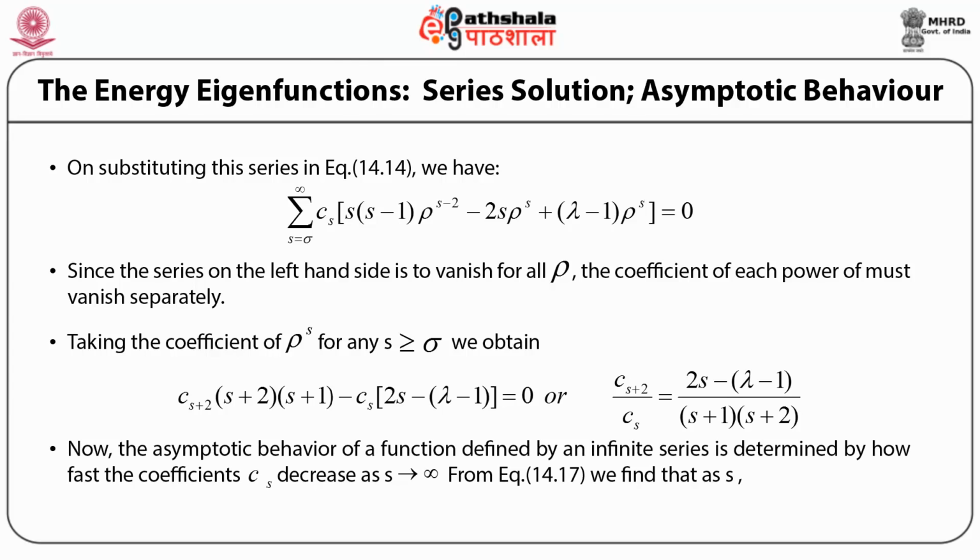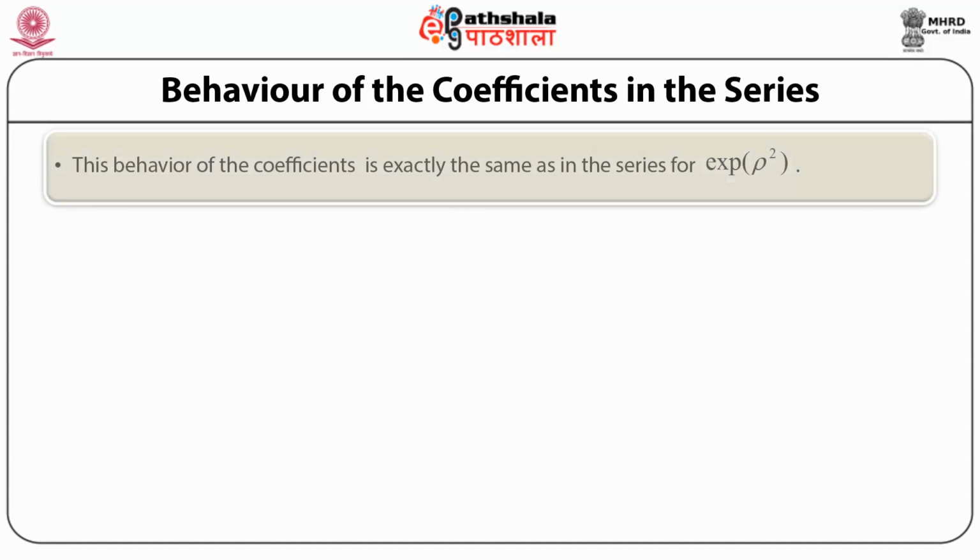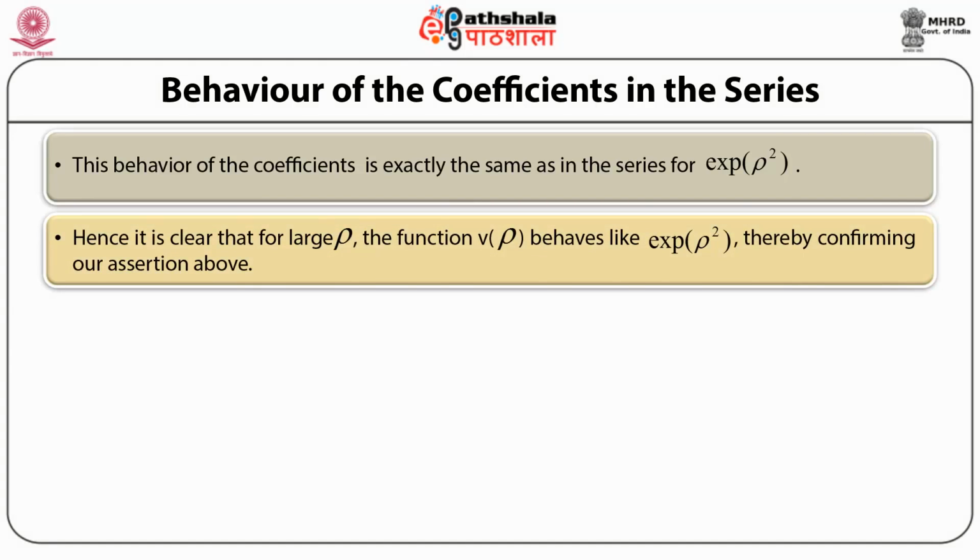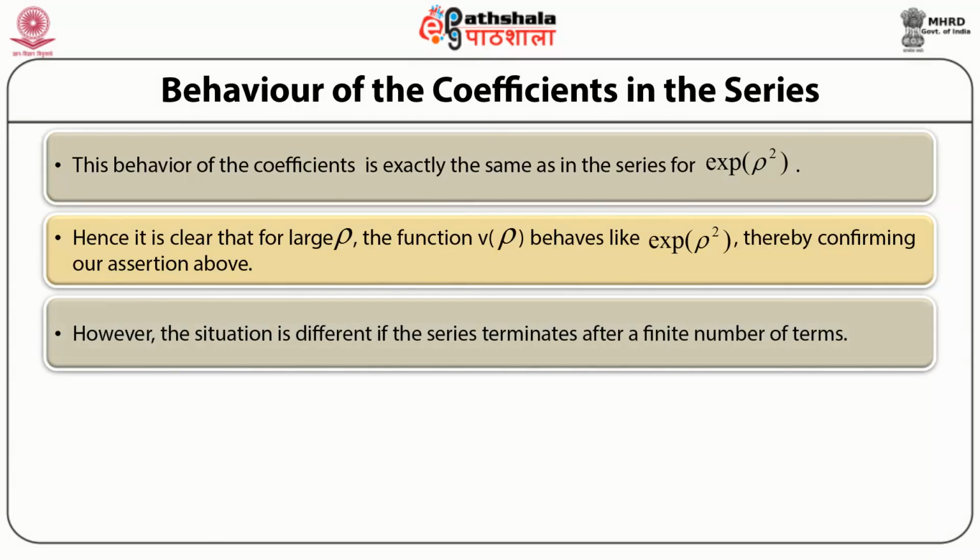Now, the asymptotic behavior of a function defined by an infinite series is determined by how fast the coefficient Cs decrease as s tends to infinity. From equation 17, we find that as s tends to infinity, Cs plus 2 by Cs tends to 2 by S. Now we discuss the behavior of the coefficients in the series. This behavior of the coefficients is exactly the same as in the series for exponential of rho square. Hence, it is clear that for large rho, the function nu of rho behaves like exponential of rho square, thereby confirming our above assertion.